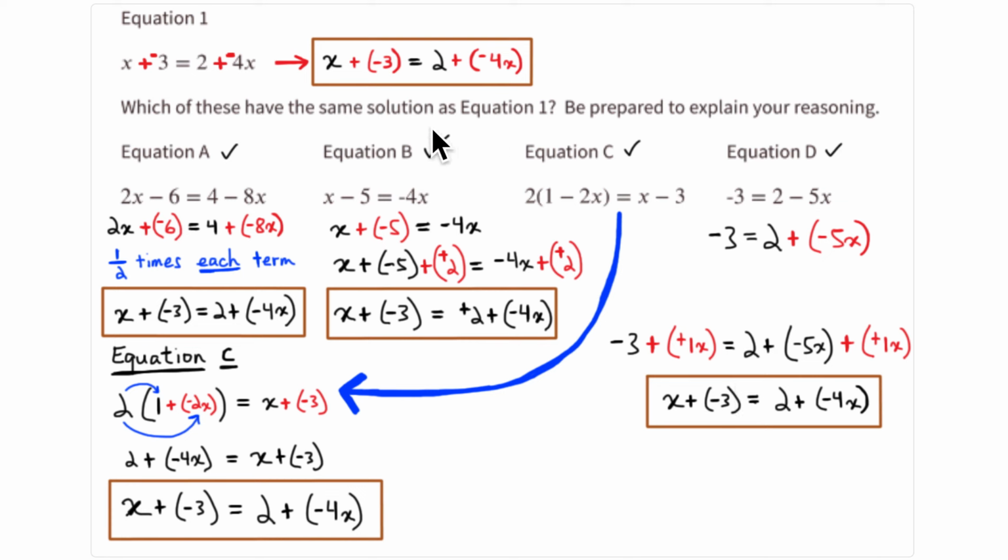So here's everything all written on one page. And the key to equation A is to make sure you check multiplication first, and you'll find that it's 1/2 times each term.